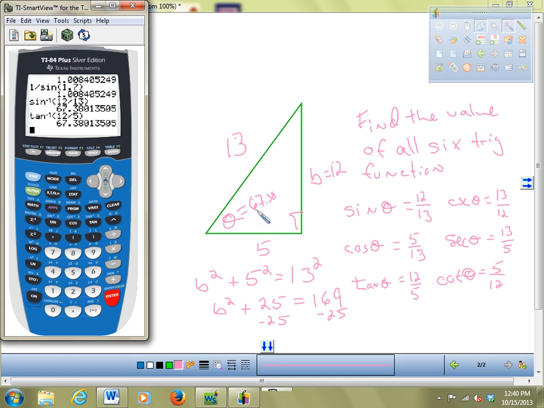So when this ratio is 12 to 5, or that ratio is 5 to 12, or this ratio is 12 to 13, that angle is always going to be 67.38 degrees, and that's where you would use it. All right.